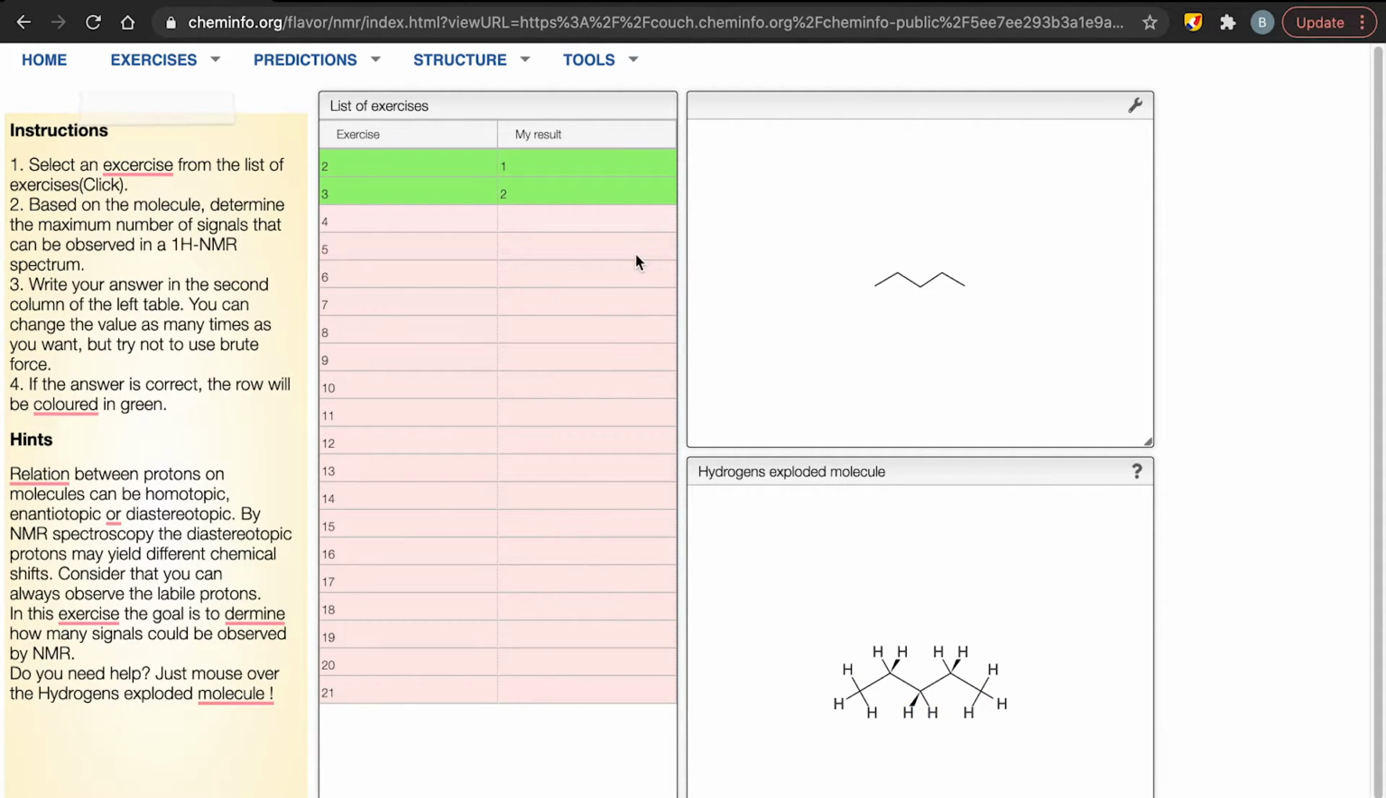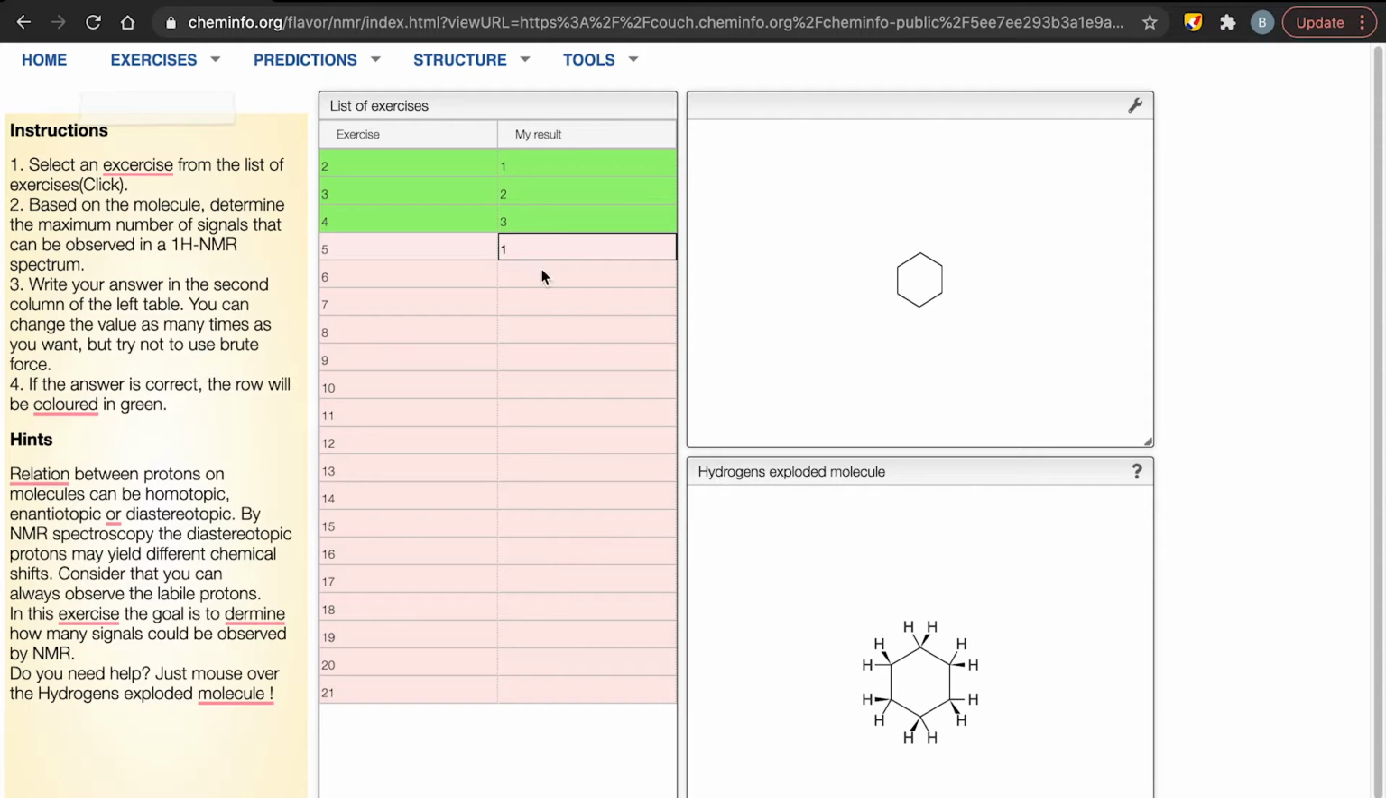So in total you would expect 3 signals. So put 3, it's correct. Okay, let's do exercise 4. Here in cyclohexane, it turns out that all 12 of these hydrogen are actually equivalent. They are indistinguishable from one another, and that's probably because the molecule is perfectly symmetrical no matter how you slice it. So there's no way to distinguish one of these hydrogen from the other. So you would expect to see one signal.